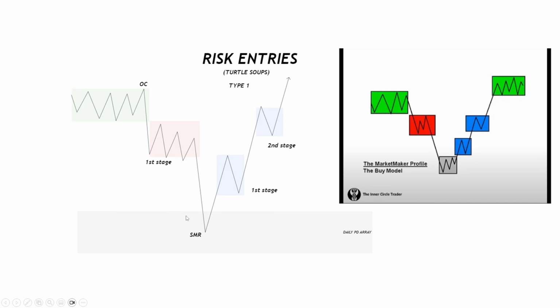But the chances of selecting the best daily discount array where it's going to move off, they're there, and yes, they can be done with extremely high accuracy, but these can also be mentally draining if you have a few losers where price rams through your stop loss, right?